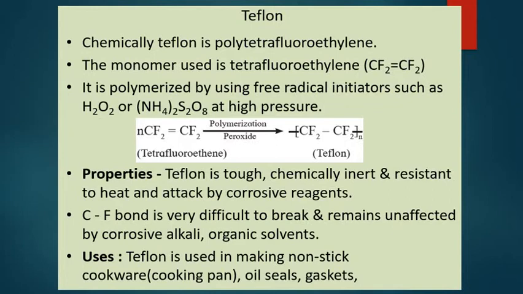Properties of Teflon: it is tough, chemically inert and resistant to heat, and it remains resistant to corrosive reagents also. The CF bond is very difficult to break and remains unaffected by corrosive alkali. That is why it will not corrode easily. Uses: Teflon is used in making non-stick cookware like cooking pans, and it is also used as oil seals and gaskets, etc.